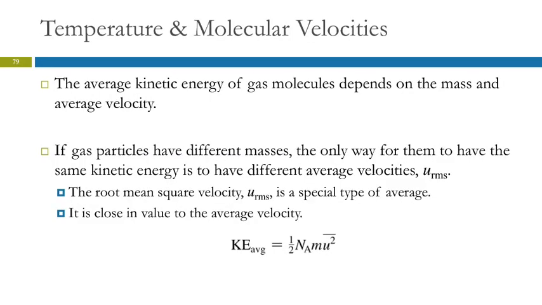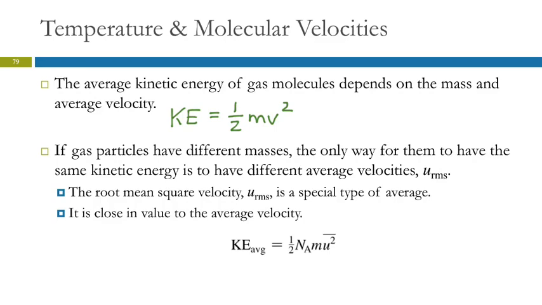So the average kinetic energy of gas molecules depends on the mass and the average velocity. So that's what I've been writing over and over again, which, in retrospect, I should maybe just put on the slides. Kinetic energy is 1/2 the mass times the velocity squared. So if they all have the same kinetic energy but different masses, they must have different velocities. So the kinetic energy can be the same. We have to talk about averages here, and this gets into some weird math that we don't really want to talk about.